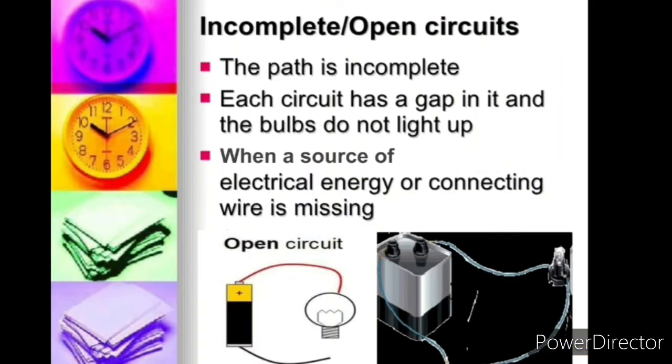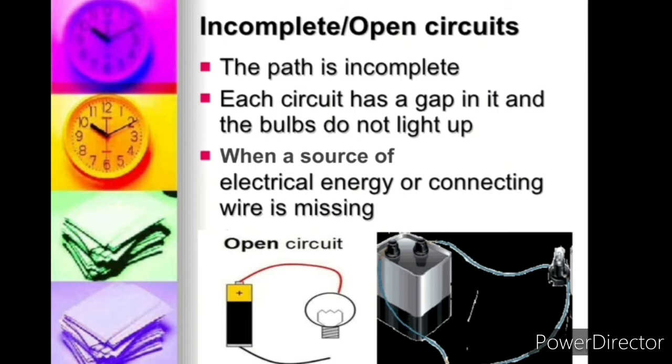Next one is the open circuit, also called an incomplete circuit. Basically, from the word open, you understand that the circuit is open. So what do we mean by open? If the circuit is open, no current flows through it. It means the bulb does not glow.